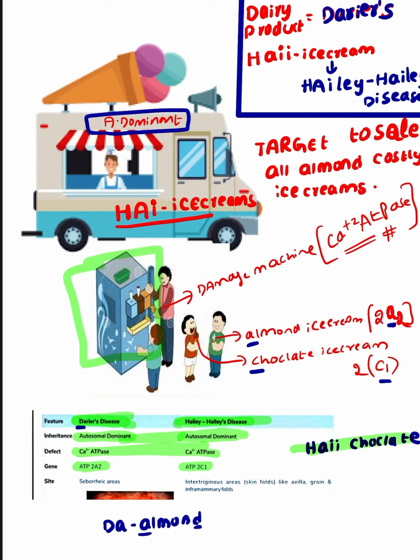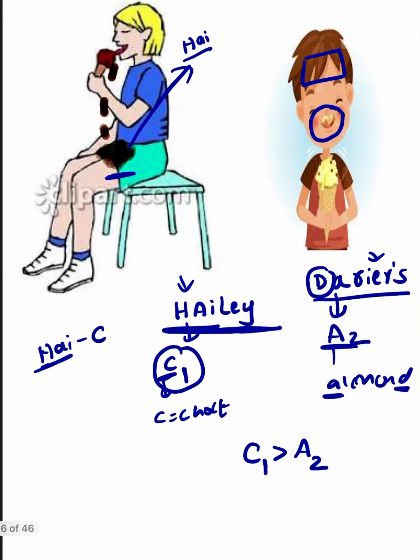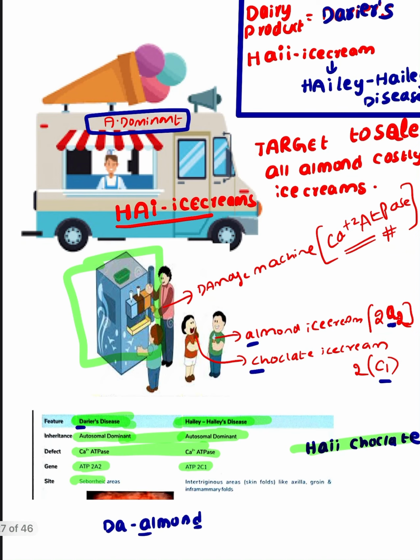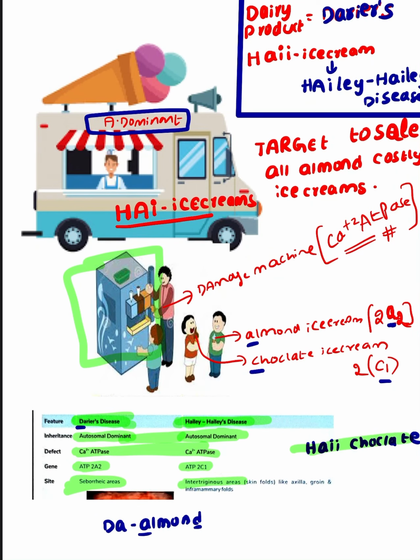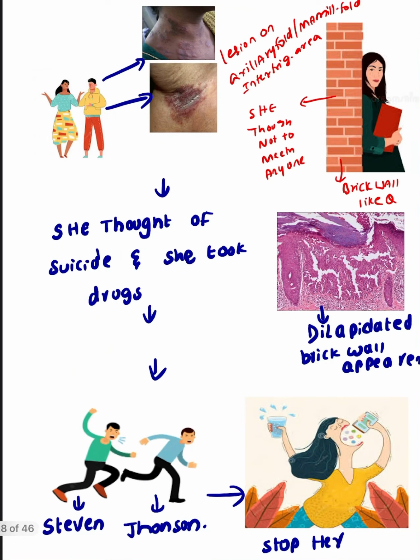Later I said Darier's disease means almond disease, the boy, with seborrheic areas involved. So in Darier's disease seborrheic areas are involved, whereas in Hailey-Hailey disease, as I said, intertriginous areas are involved. Intertriginous areas like skin folds, axilla, groin and mammary areas are involved. See, this is the axillary area and near the mammary area. This is also a case of Hailey-Hailey disease.